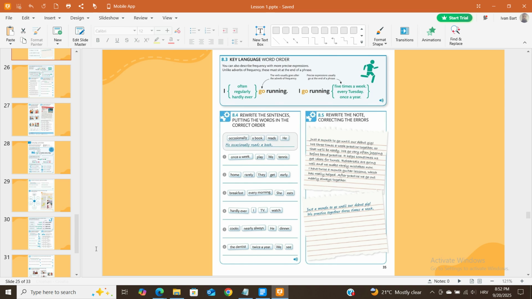8.5 Rewrite the note, correcting the errors. Just a month to go until our debut gig. We 3 times a week practice together, so that we'll be ready. We go very often jogging before band practice. It helps sometimes us get ideas for tunes. Rehearsals are going well and we make rarely mistakes now. I have twice a month guitar lessons, which has really helped. After practice we go out nearly always together.